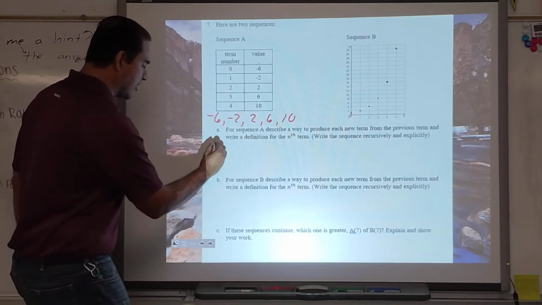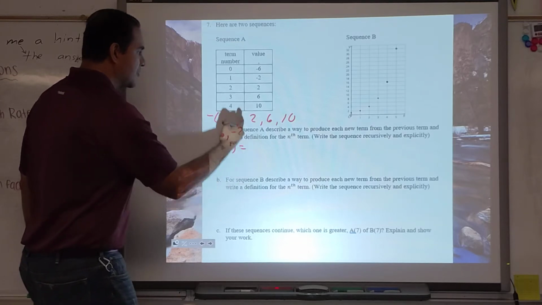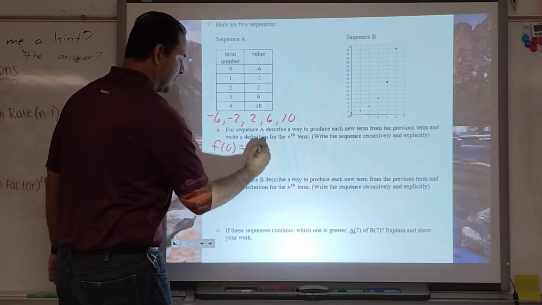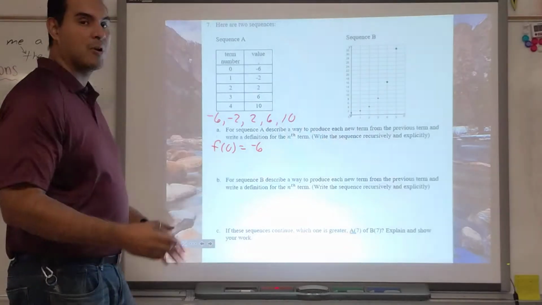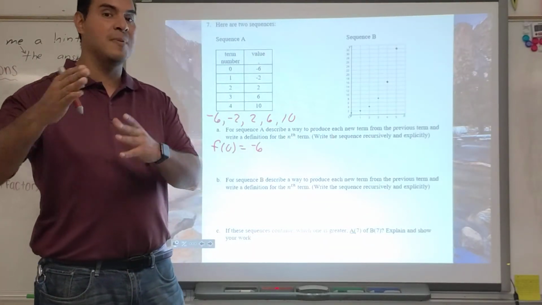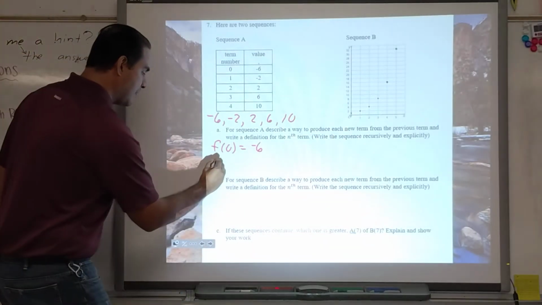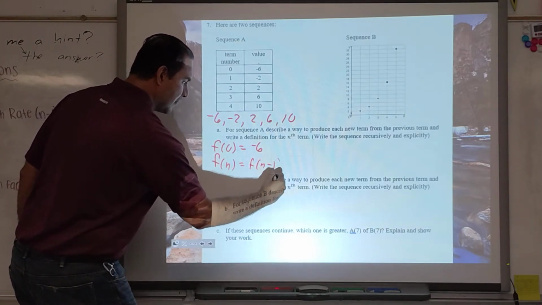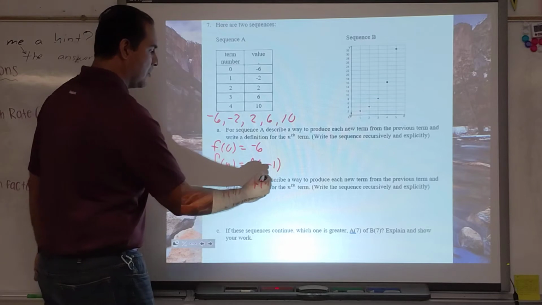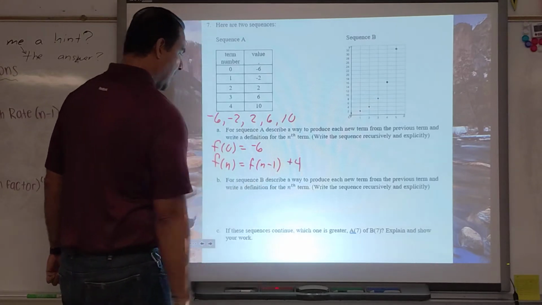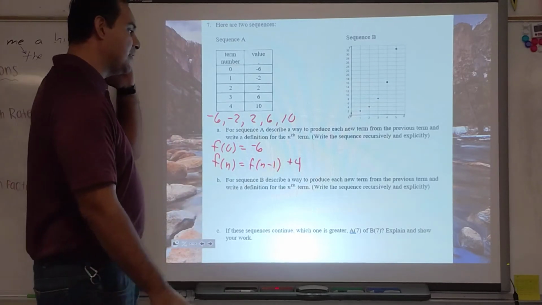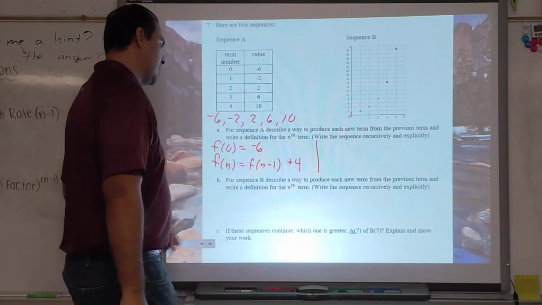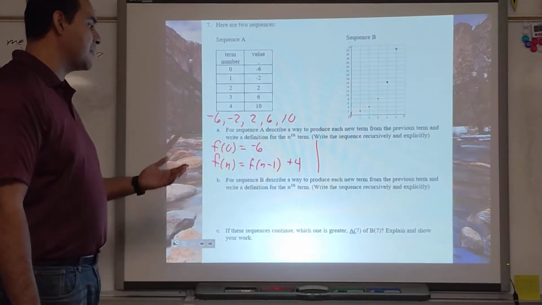Let's write the recursive form for this arithmetic sequence. Our first term, which we're going to start at 0, just because we got the number 0 right there, is -6. And then our recursive form would be current term is previous term, and then the rule. So here it would be current term, f of n, is previous term, and then the rule is plus 4 here every time.